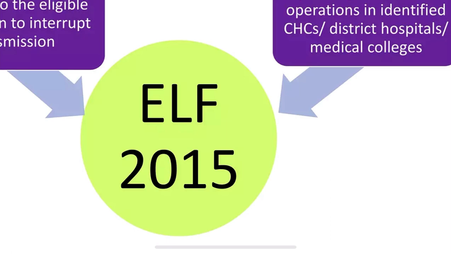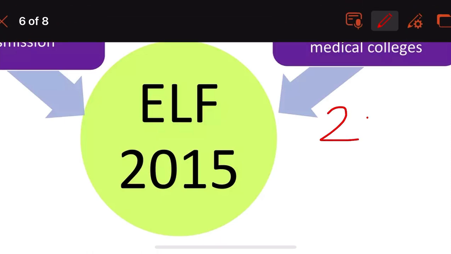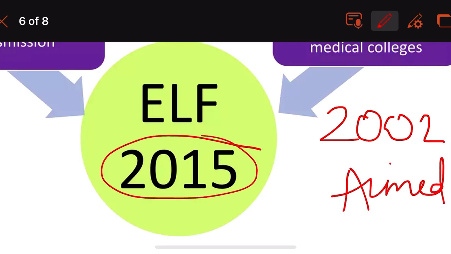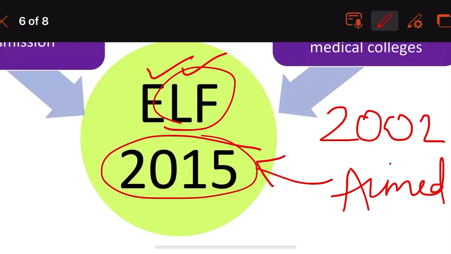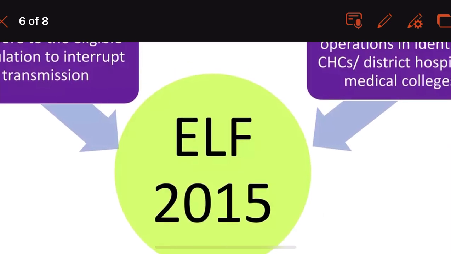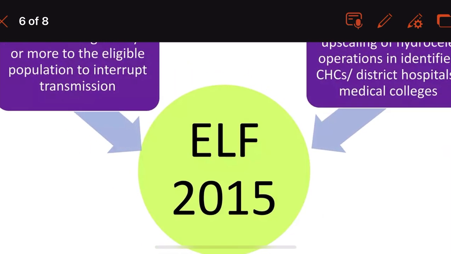In India, what happened? The National Health Policy in 2002, they aimed at the elimination of lymphatic filariasis by 2015, right? I told you, right? In the year 2002, they aimed that by the end of 2015 there should be an elimination of lymphatic filariasis. That was the aim. So now we are talking with respect to this aim, what are all the programs or the strategies which were implemented for the lymphatic filariasis elimination by the year 2015. So you can see here ELF, that is nothing but elimination of lymphatic filariasis by the year 2015.